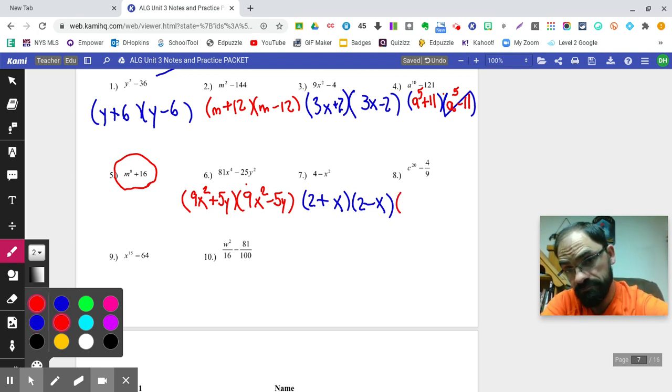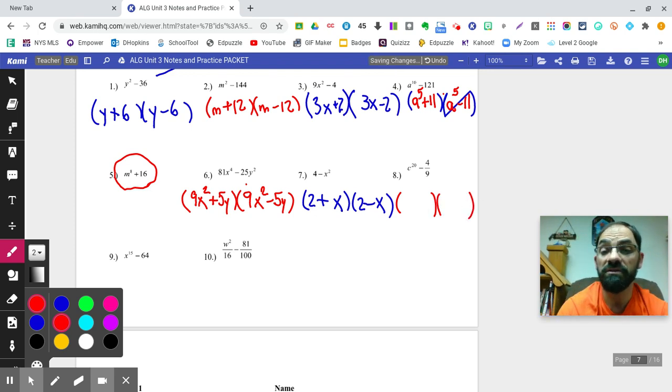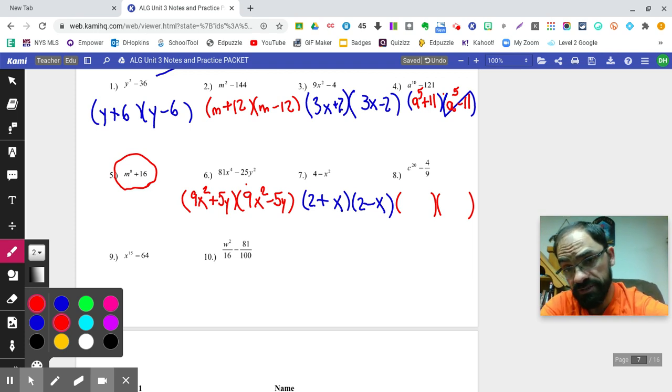Over here, ask yourself, is c to the 20th a perfect square? It's an even exponent, so the answer is yes. 4/9, is that a perfect square? Still yes, because 4 is a perfect square and 9 is a perfect square. And it's separated by a minus. So we've got c to the 10th times c to the 10th. We have plus 2/3 minus 2/3.